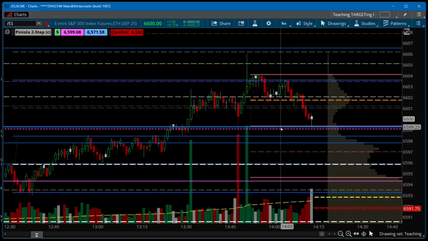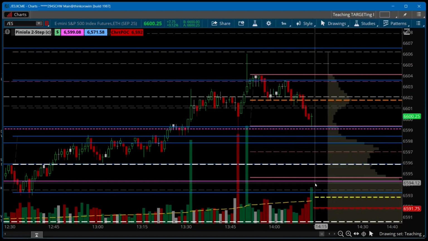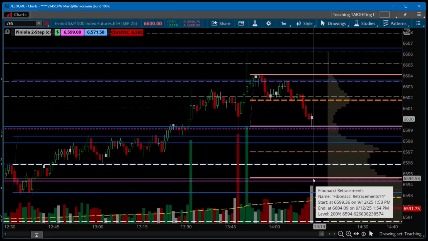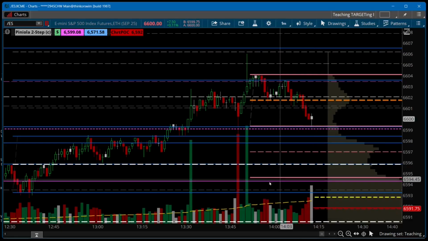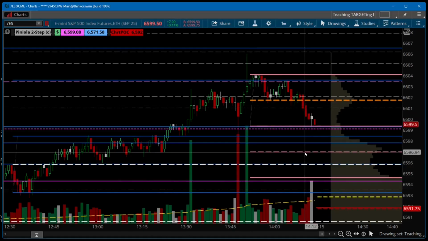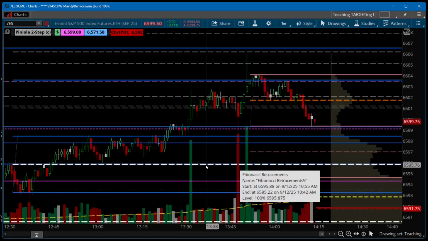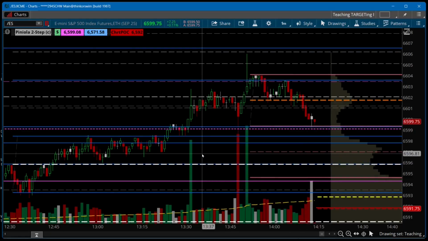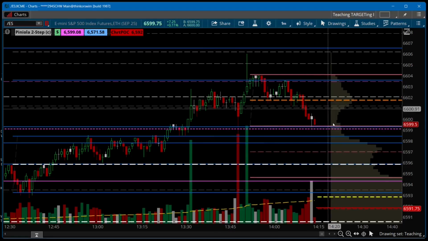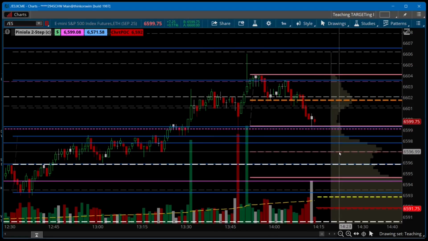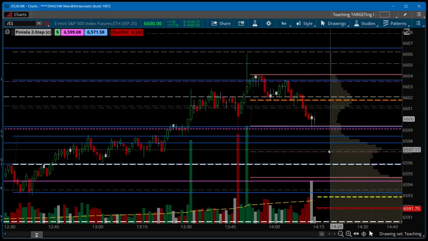Now the 2.0 move from this would be right here. So there's a possibility we make it back down to here. But my first target's here. That's what I would expect is the 1.5 move. Even if it comes back to the 0.5, that would be what I would expect to be the move.